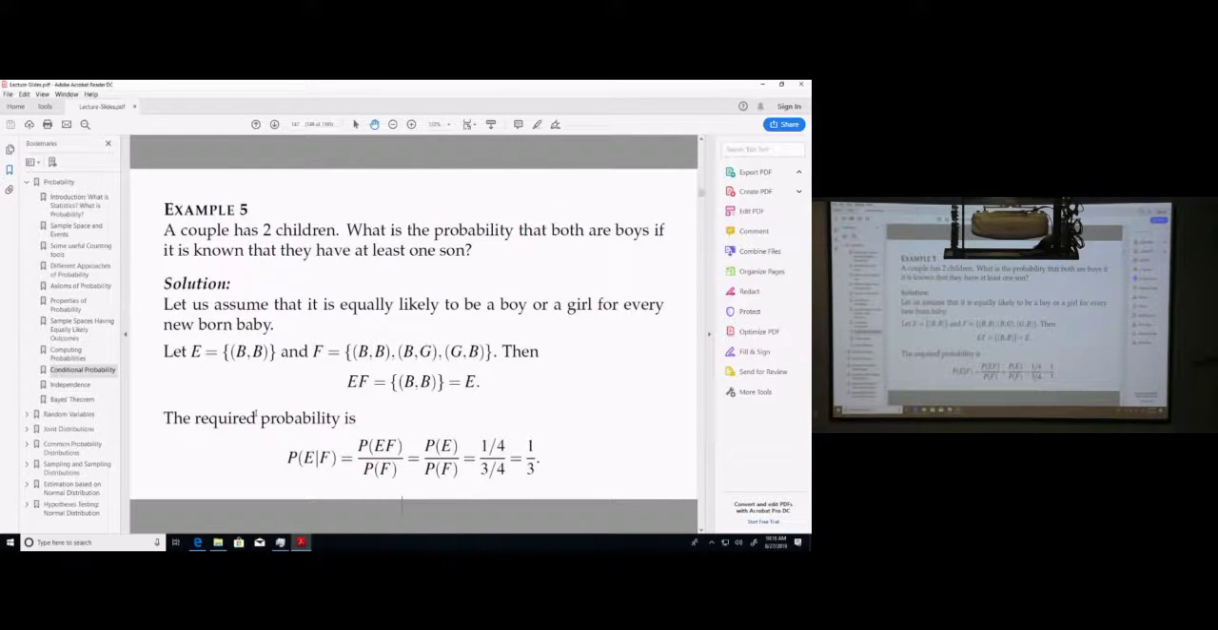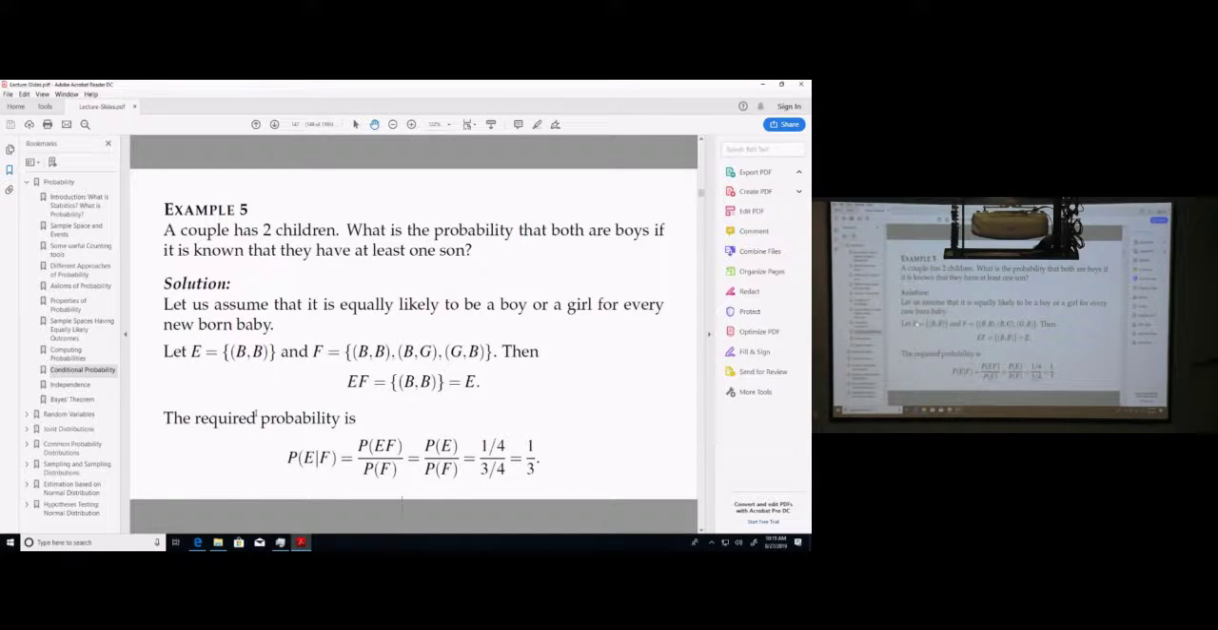Okay, another example. A couple has 2 children. What is the probability that both are boys if it is known that they have at least 1 son? Let us assume that it is equally likely to be a boy or a girl for every newborn baby. The fact is, it is not exactly equal. I think it is very close to being equal, but I think girl is a little bit higher in probability in Singapore, if I'm not mistaken.